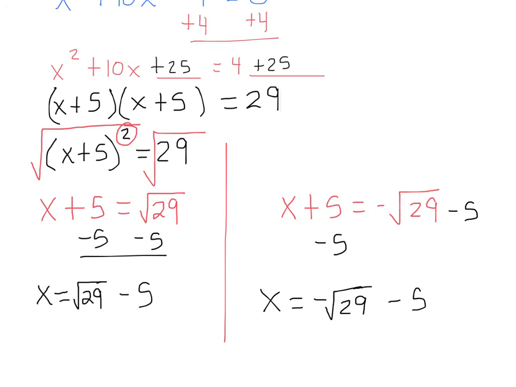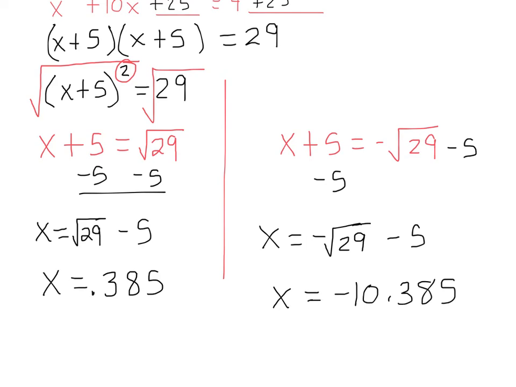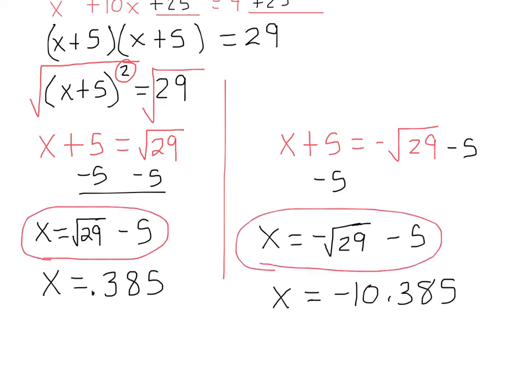Okay, now y'all do me a favor. Go in your calculator and type those in and give me approximations for them. So what was square root of 29 minus 5? 0.385. And what is this one? Negative 10 point what? 0.385. Notice that this decimal right here and this decimal right here are called approximations. Okay? Khan Academy wants you to give it the what? Exact value. So in Khan Academy, or for just about anybody, college algebra, these are what you want to put.